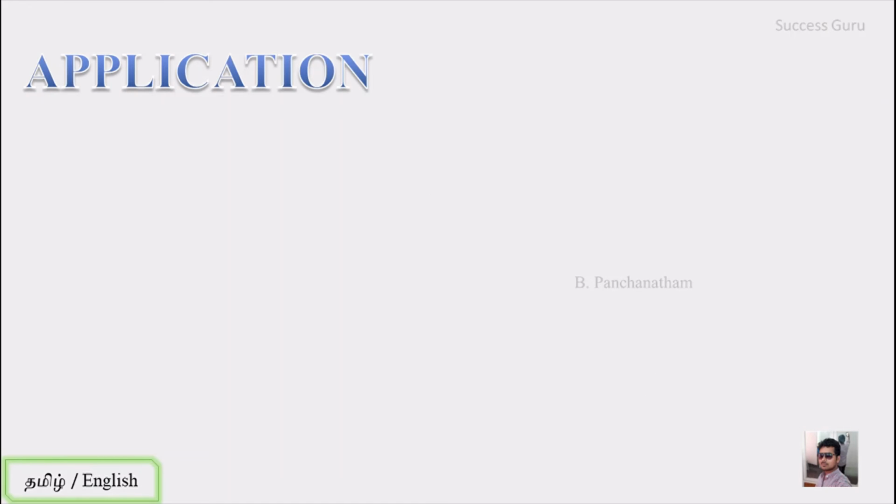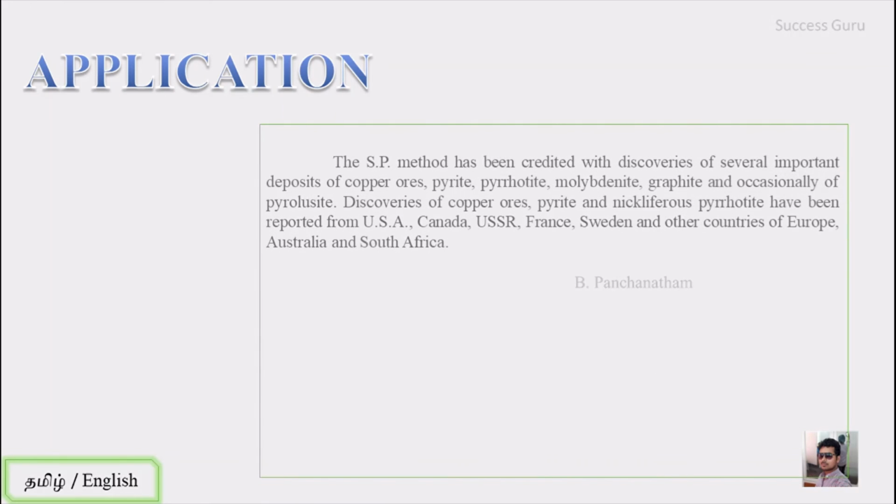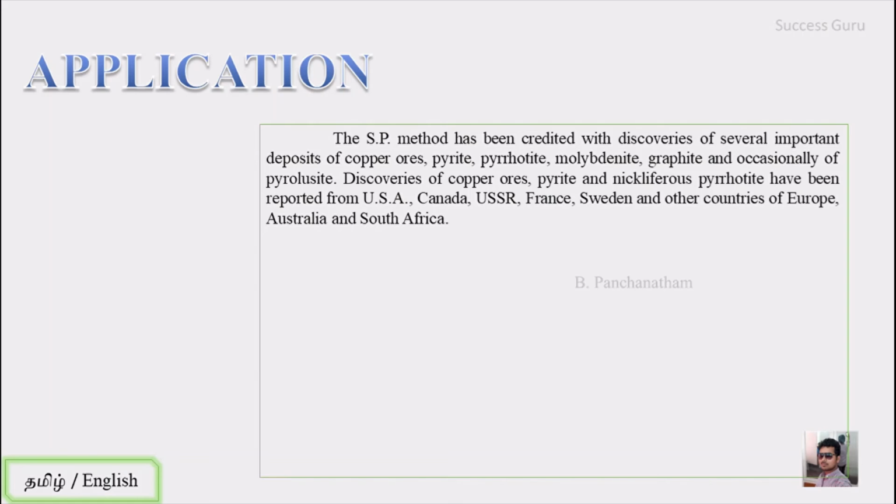So let us go for the application. The SP method has been credited with discoveries of several important deposits of copper ore, pyrite, pyrrhotite, molybdenite, graphite, and occasionally of pyrolusite. Discoveries of copper ore, pyrite, and nickeliferous pyrrhotite have been reported from USA, Canada, USSR, France, Sweden, and other countries of Europe, Australia, and South Africa.